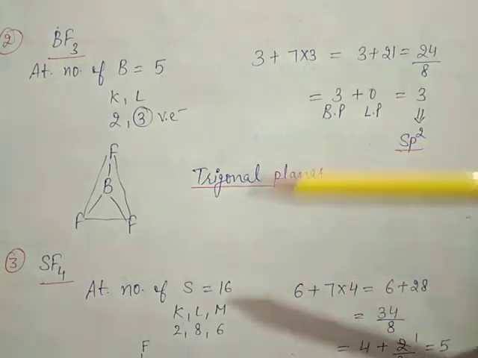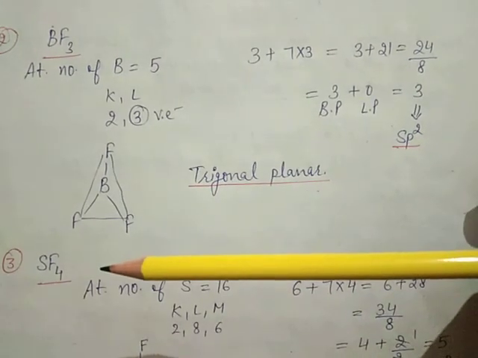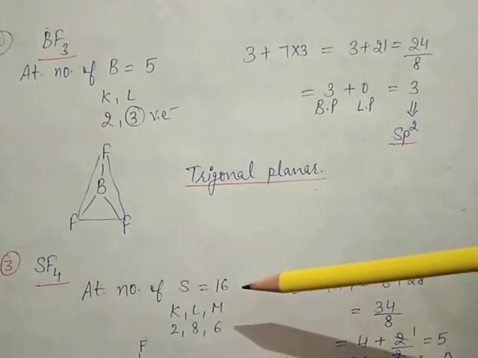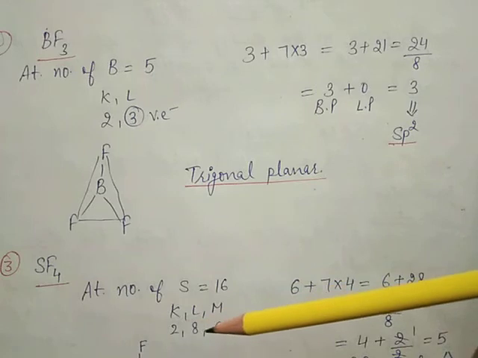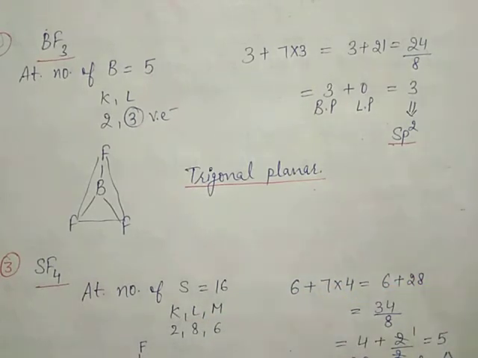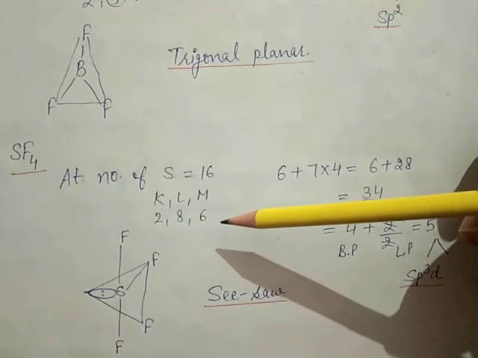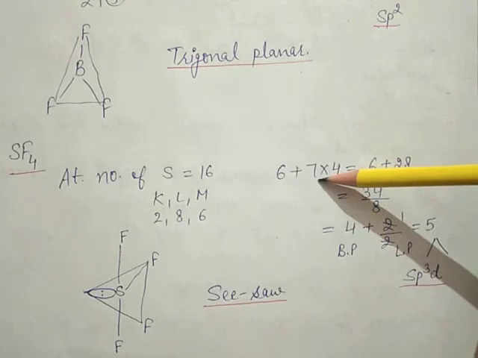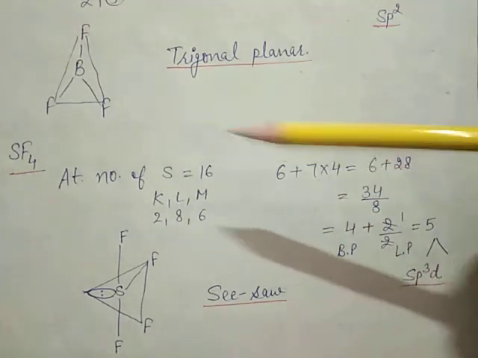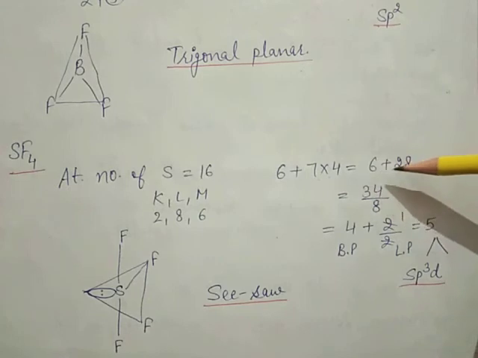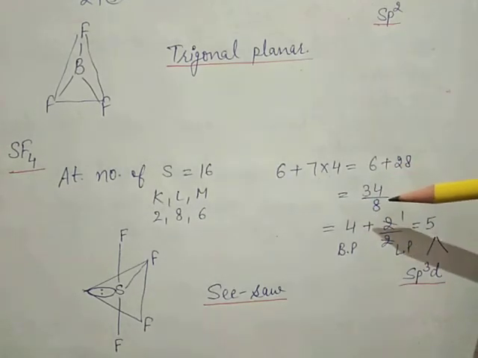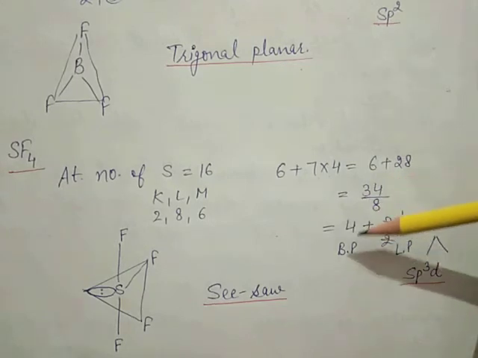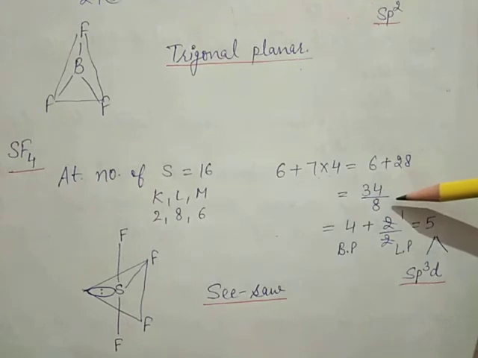Now we take the next example, that is SF4. Atomic number of sulfur is equal to 16. Then KLM shells are 2, 8 and 6. It means sulfur has 6 valence electrons, so 6 plus fluorine having 7 valence electrons, 7 multiplied by 4 fluorine atoms, that is 6 plus 28, that is 34. If this number is more than 8, then it is divided by 8. 8 times 4 is 32, and 2 is the remainder.